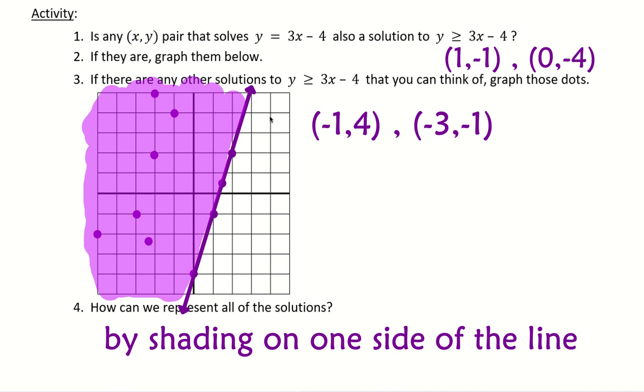So if I were to show you this graph, and I said this graph is the graph of this linear inequality, is 3 comma 5 right there?